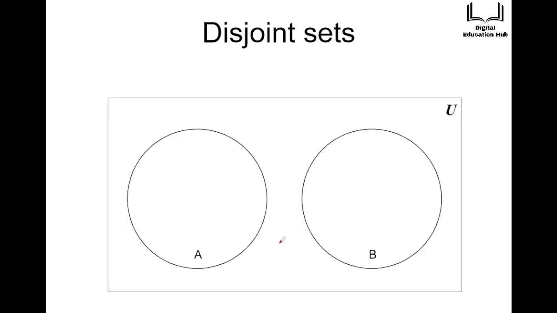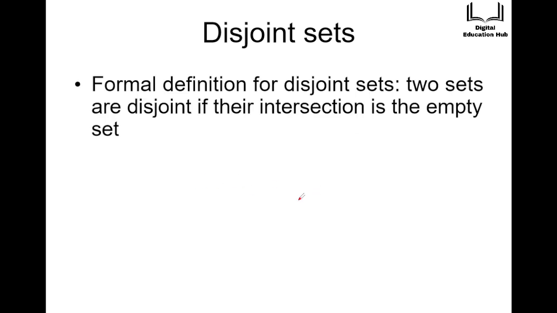How can the Venn diagram be used for representation? We have a universal set and the two-set representation, and since there is nothing common between them, we can say that these are disjoint sets. In the formal definition, we define that if A intersection B is equal to null, then A and B are both disjoint sets.